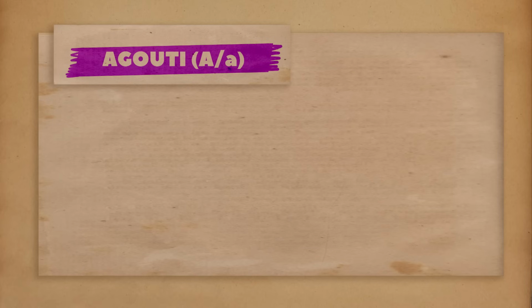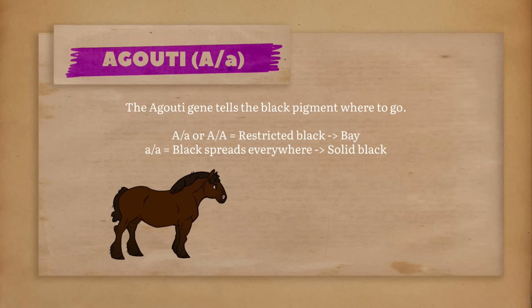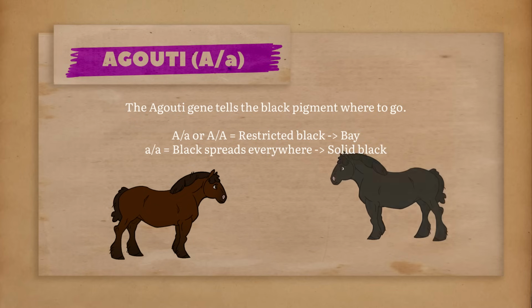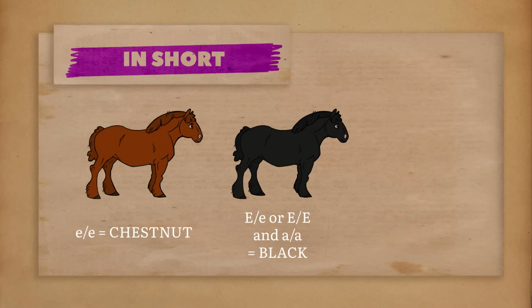The agouti gene is written with the letter A, and it tells the black pigment where to go. So if the horse has at least 1 copy of the agouti gene, so at least 1 capital A, it restricts the black to just the mane, tail, legs, and the tip of the ears, giving us a bay horse. But if the horse doesn't have agouti, the black spreads everywhere, making a solid black horse. So in short, if it is a little e, you get a chestnut. If it has at least 1 capital E and is a homozygous little a, you get a black horse.